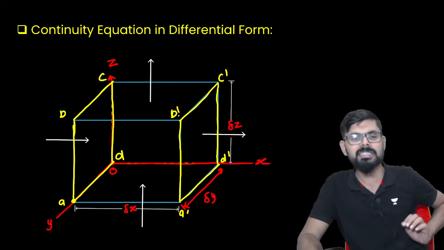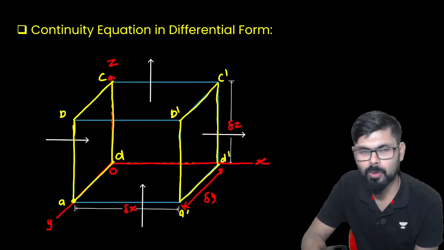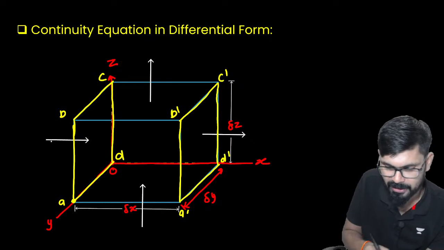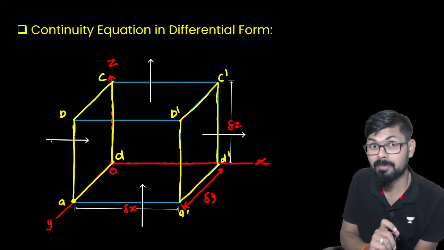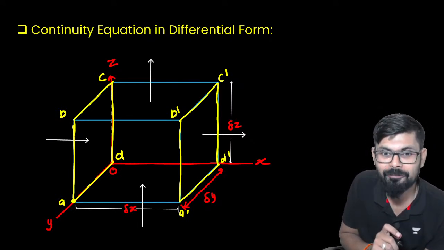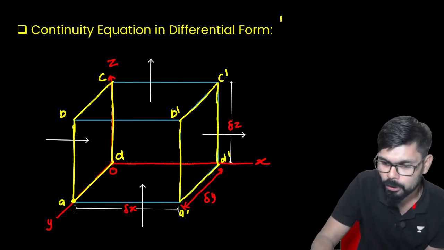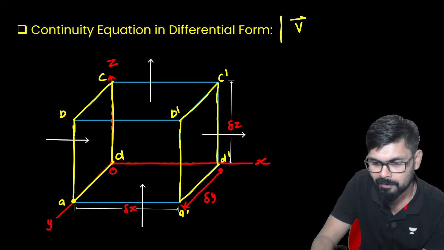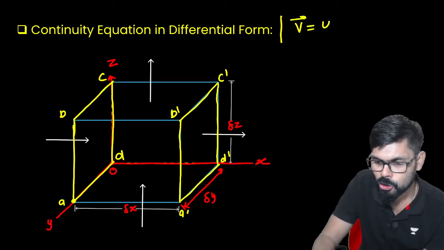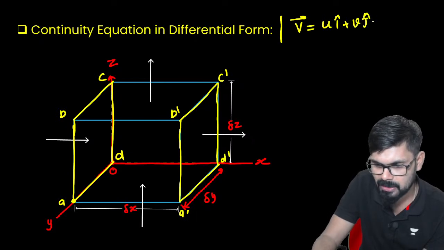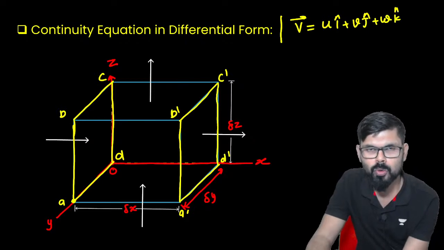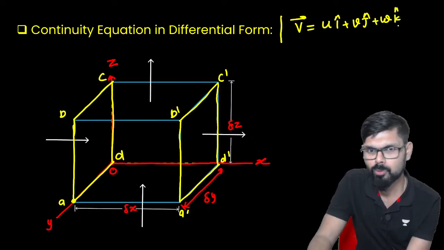Now please tell me one thing. What is the mass that is entering here? Mass entering through ABCD is rho A V. I already told you in the last class also that the velocity vector V is written as U i plus V j plus W k. This we already saw.